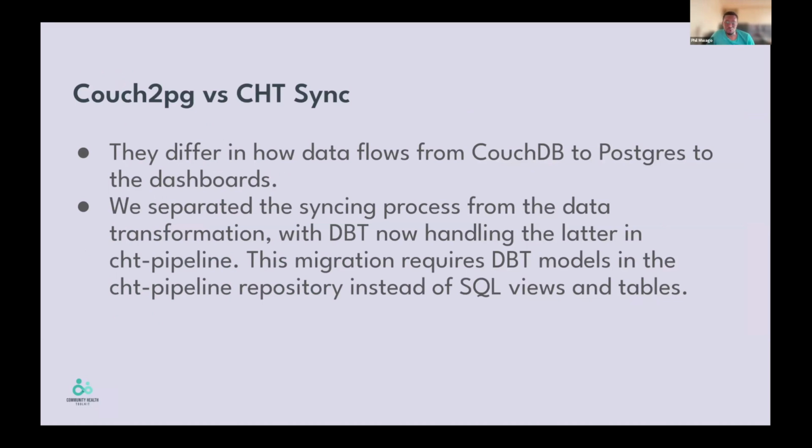CHT Sync, which is our focus today, is an enhanced feature that allows our dashboards to be a little bit more accurate and more reliable, which means they're more scalable. Ideally, what we did was separate the syncing process of data from transformation. Now DBT comes in with the CHT pipeline and handles the transformation of this data. This migration requires DBT models in the CHT pipeline, a repo, as opposed to what we had in Couch2PG, which was some SQL queries, views and tables.